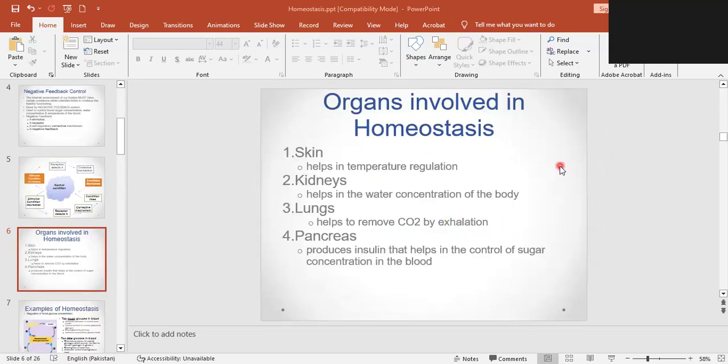And there are some organs which are involved in homeostasis. For example, the skin, which regulates the temperature, kidneys, which regulate the water concentration, lungs, which help to remove carbon dioxide. Carbon dioxide makes the blood more acidic. We need to control the pH, so the body needs to monitor the amount of oxygen and carbon dioxide. So this is also one way of keeping the blood pH maintained. And the pancreas, it's controlling the blood glucose concentration. Okay.